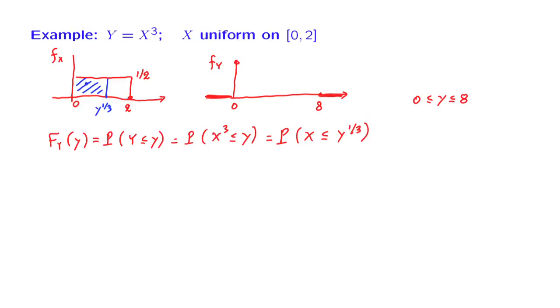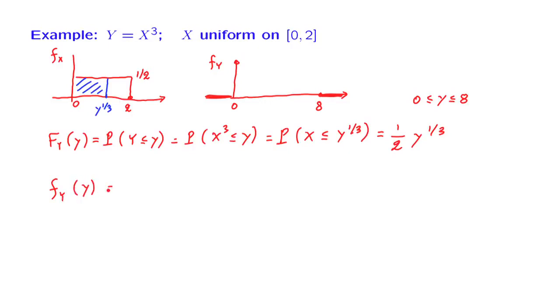And since it is uniform, this area is easy to find. It's the height, which is 1/2, times the base, which is y to the 1/3. So we continue this calculation and we get 1/2 times y to the 1/3. So this is the formula for the CDF of y for values of little y between 0 and 8. This completes step 1.